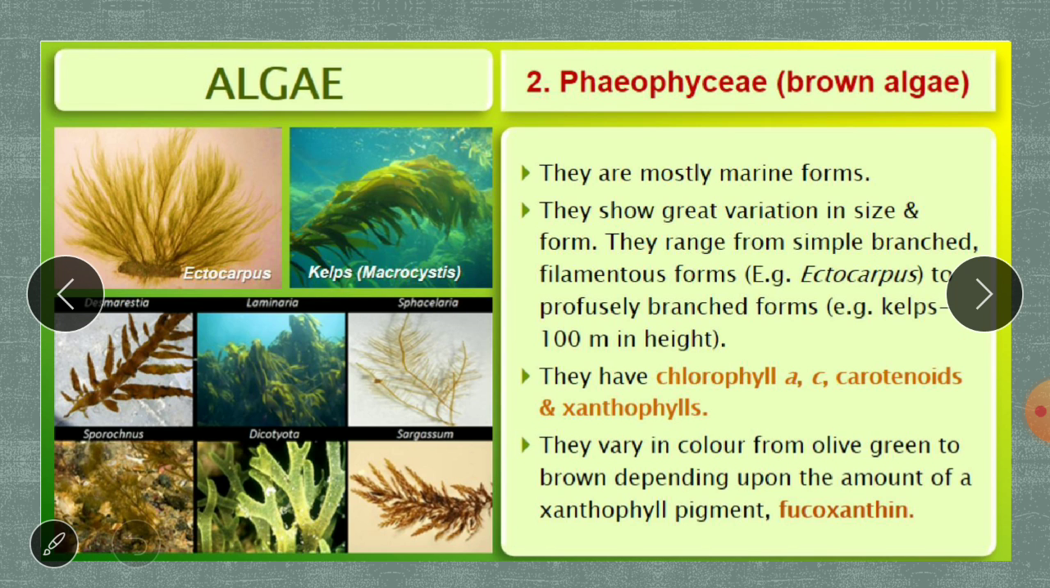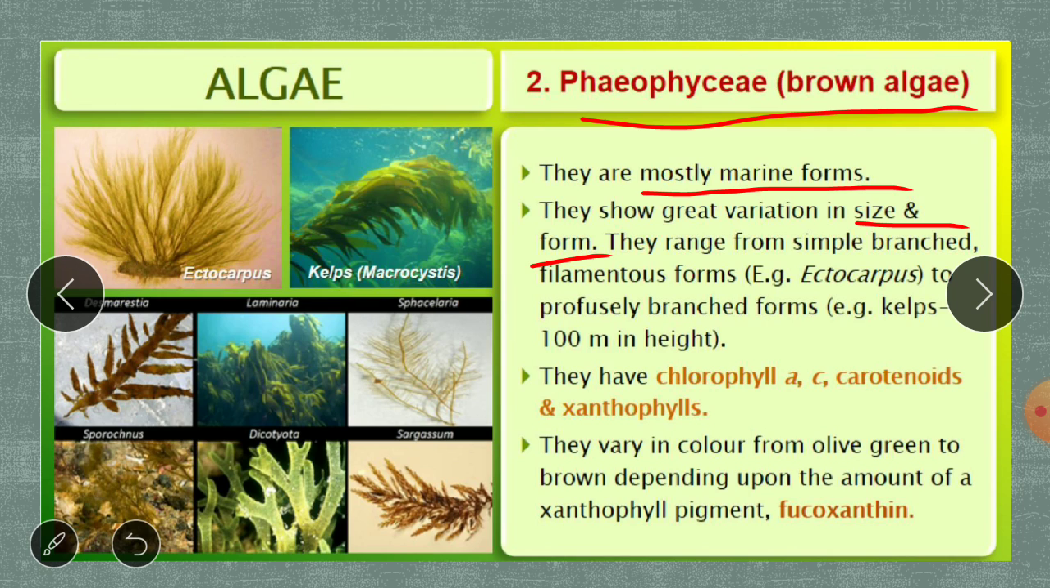Then coming to the Phaeophyceae, the second type of algae, that is the brown algae. The brown algae are mostly marine forms. Marine means in the sea water. They are mostly found in the sea water. These brown algae show great variations in size and forms.